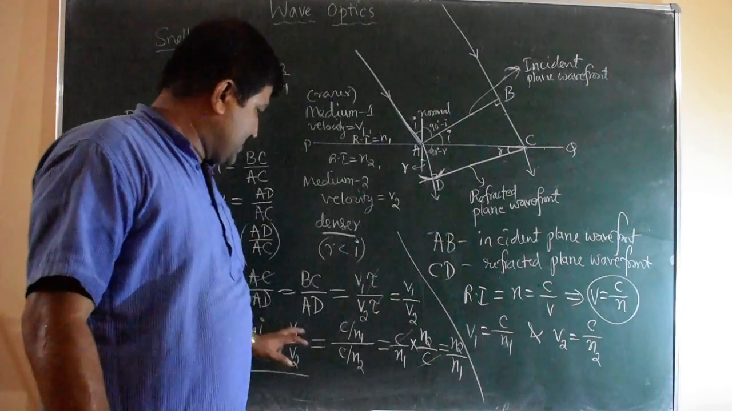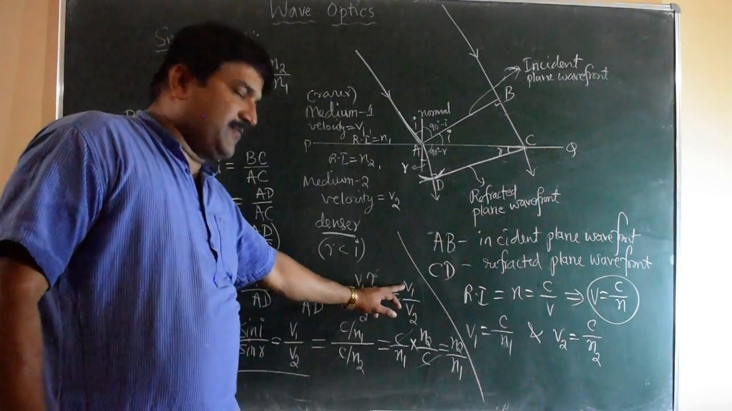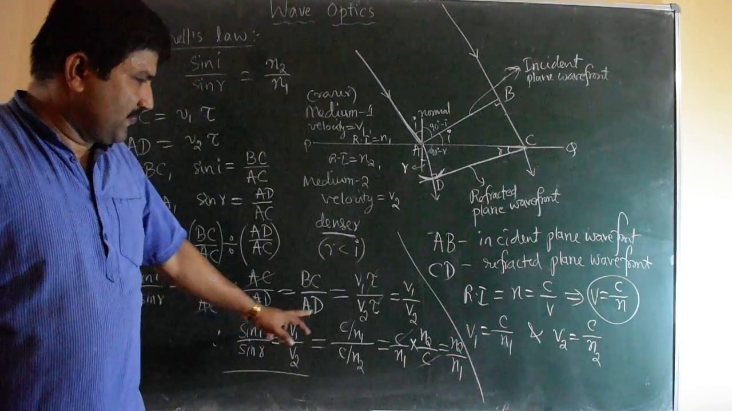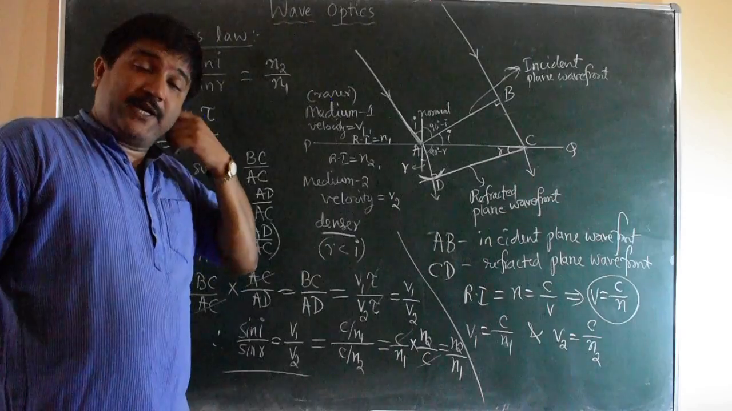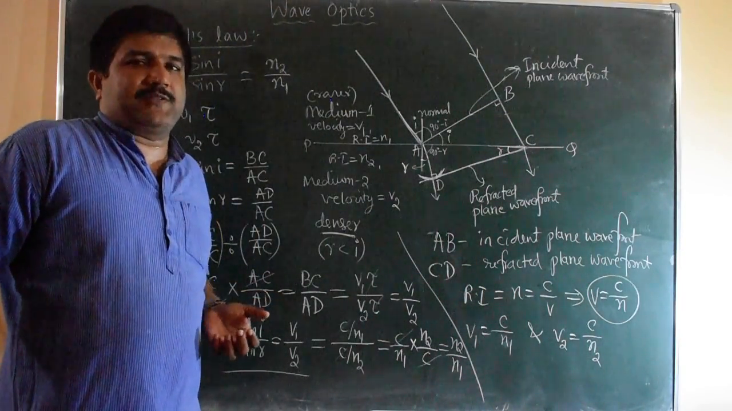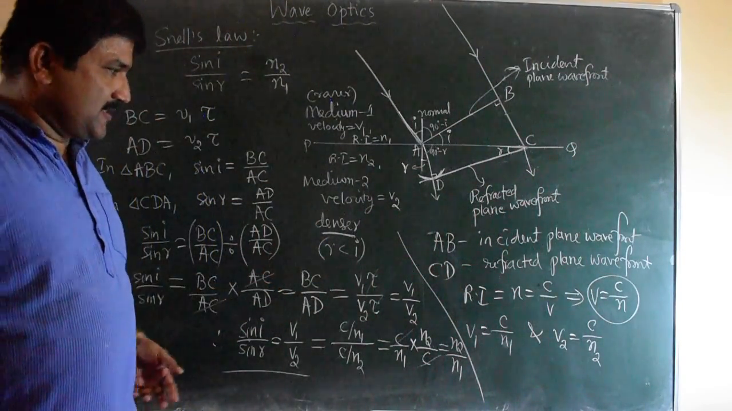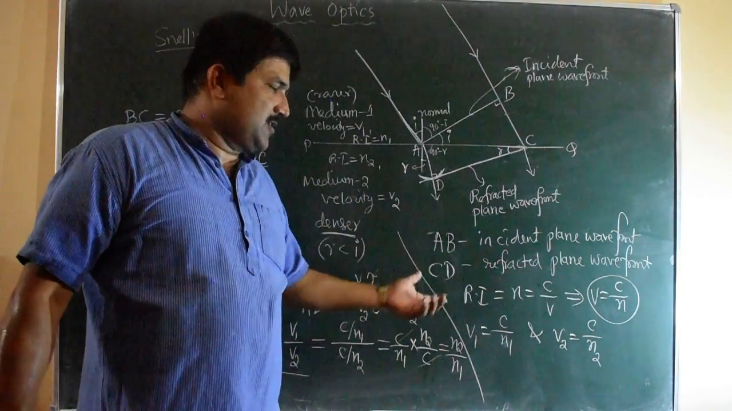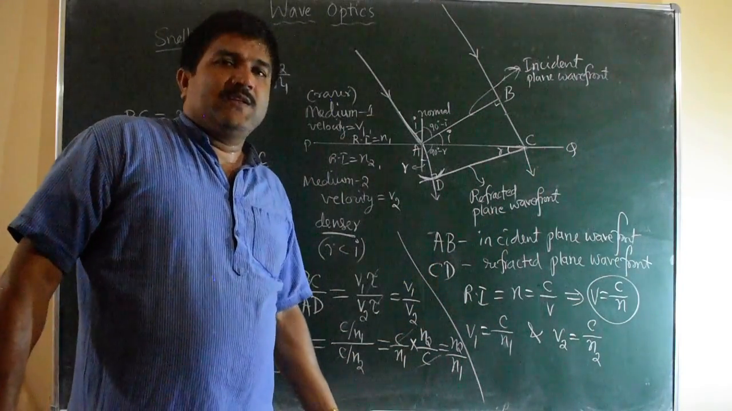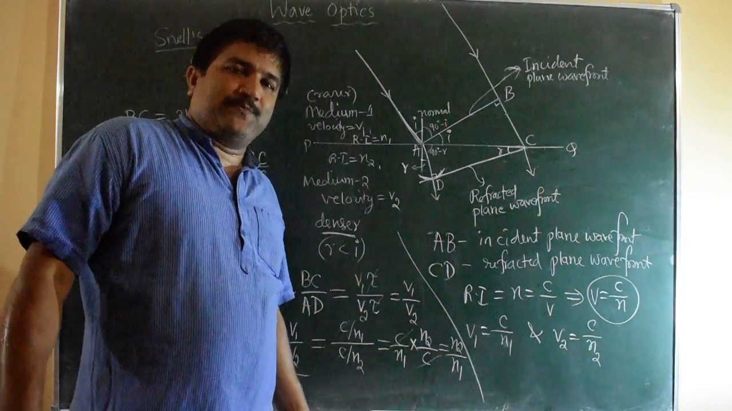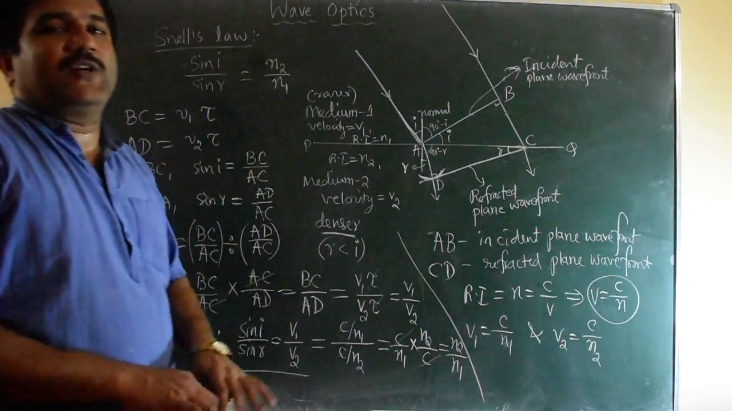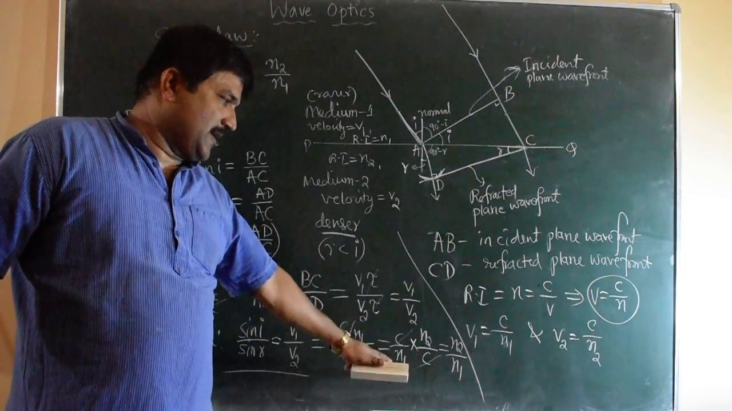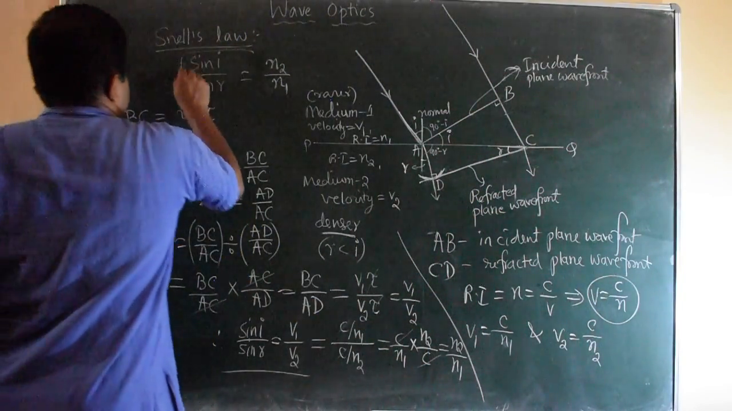So we substitute: sin i by sin r is V1 by V2, which we got from the previous step. Substituting V1 as c by n1 and V2 as c by n2, that is obtained from the ray optics chapter. Ray optics we have discussed in the regular classes, where the refractive index definition was given, and the velocity of light in any medium is the speed of light in vacuum divided by the refractive index of that medium. Substituting this, c and c cancel, and n2 by n1 remains. That's what we need actually, Snell's law.